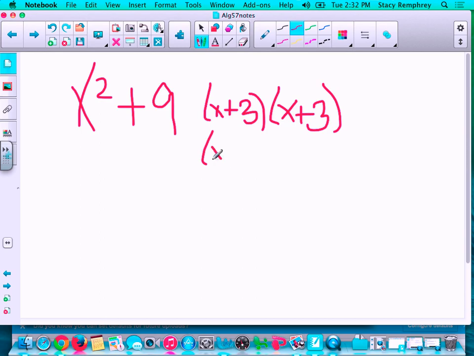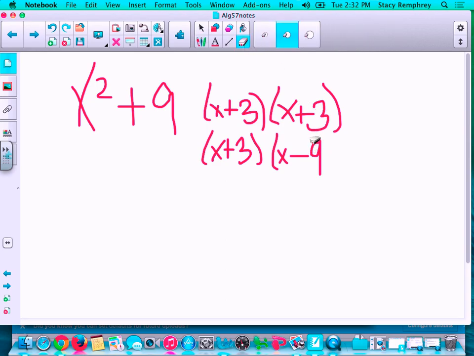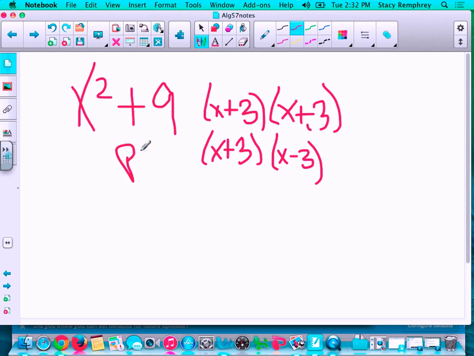Okay, well, what about x plus 3, x minus 3? Well, x plus 3, x minus 3, if you work that out, that's going to give you a negative 9, not the positive 9. Oops, sorry, that should be a 3. Let me erase that. So this one will end up being prime. So if it's an addition, it's going to be prime. And if either of the terms aren't perfect squares, then it's also prime. Okay, so check the website for the homework.